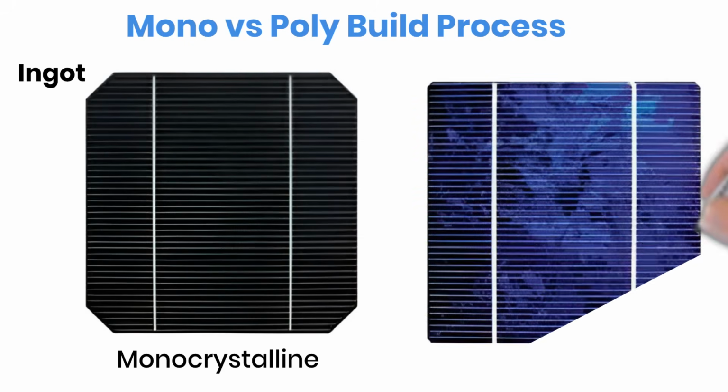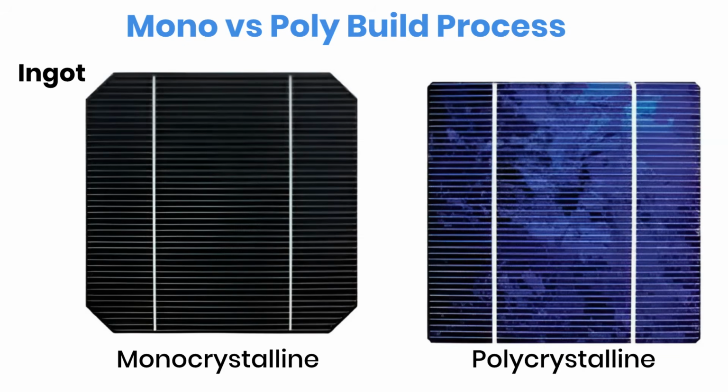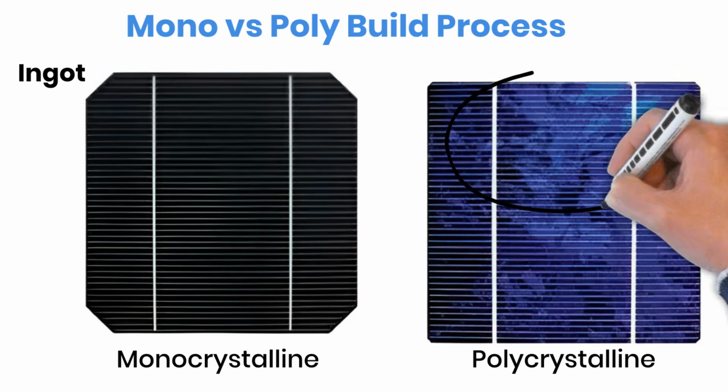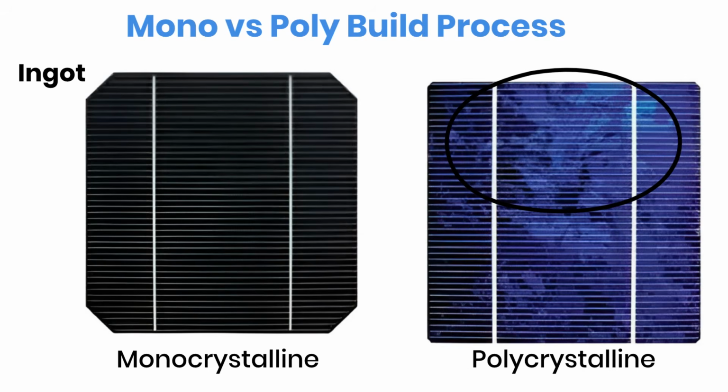Polycrystalline panels follow a similar starting point. The silicon is melted at the same high temperature. However, instead of pulling out a single crystal, the molten silicon is poured into a mold and left to cool naturally. Because it cools as multiple fragments join together, the final structure contains multiple crystals instead of one single crystal. That is why you can see grain patterns in polycrystalline cells. And this difference in crystal structure directly affects efficiency, which we'll talk about next.